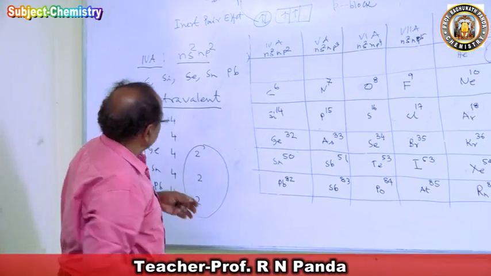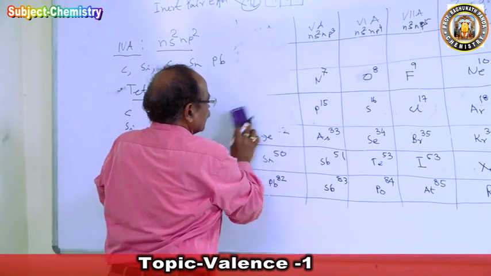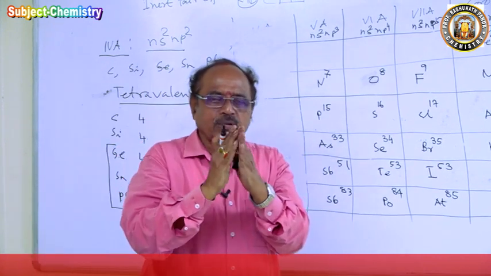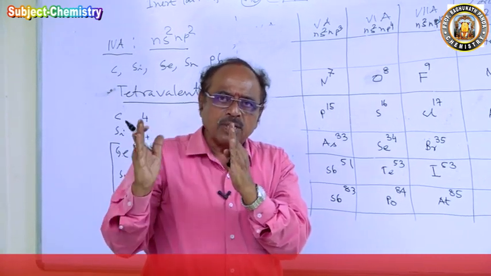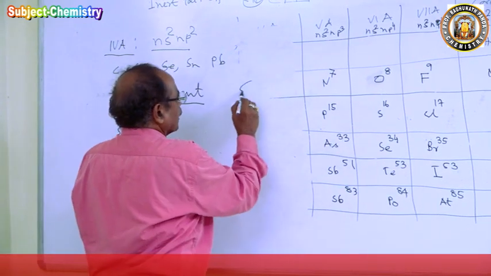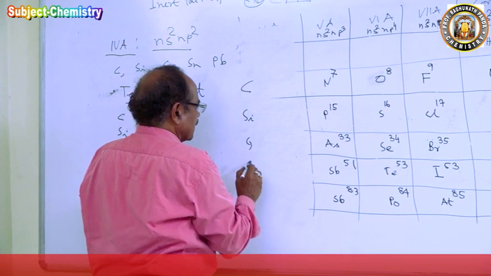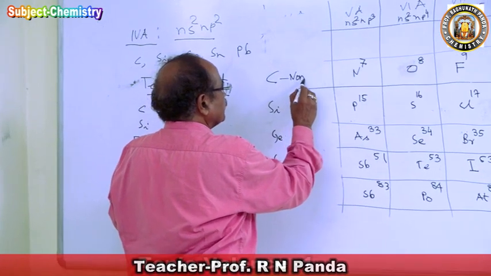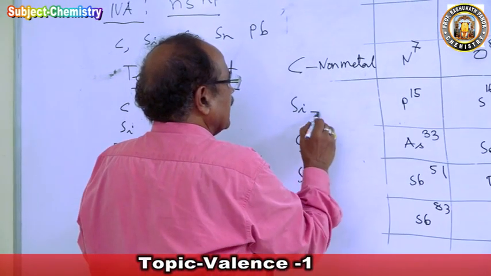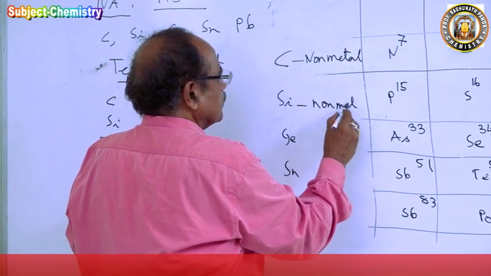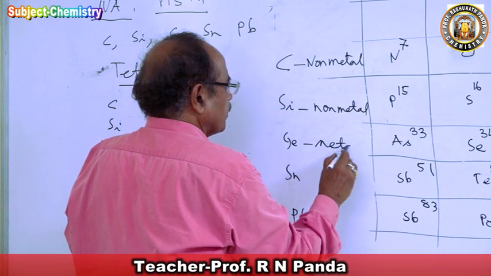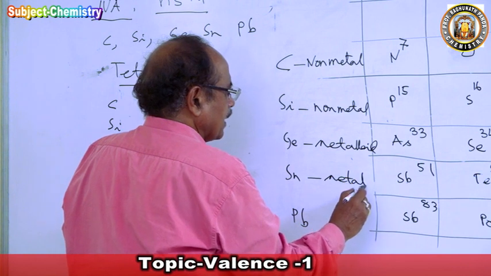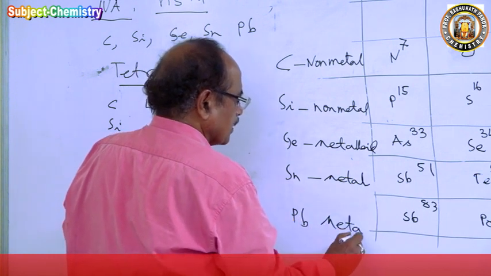Now, one more thing I can tell you, friends: group 4 is a very peculiar group in the periodic table. It has 4 electrons, so it can give 4 or take 4. In group 4 we have carbon, silicon, germanium, tin, lead. Carbon is a purely non-metal, and silicon is a non-metal. Germanium is a metalloid. Tin is more metallic, and lead is a metal.